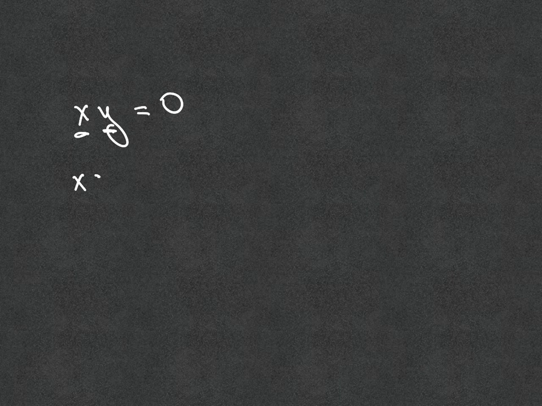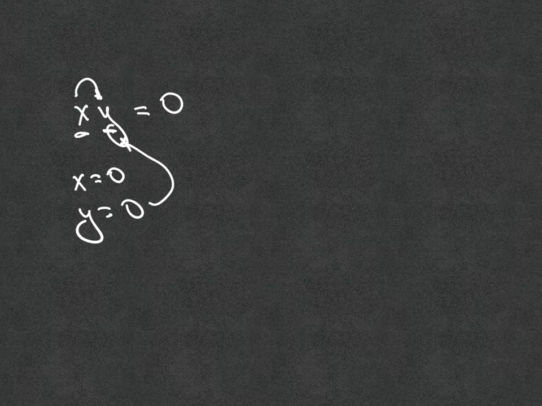Because either x has to be 0, so that when we multiply it by y, we get 0, or y has to be 0, so that when we multiply this y times whatever number x is, we get 0. So the key thing is, when we multiply two variables together and get 0, one of these variables has to be 0, because that's the only way we can multiply the two and get 0. We don't care which one it is, but one of them has to be 0.